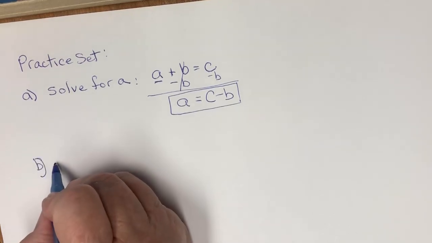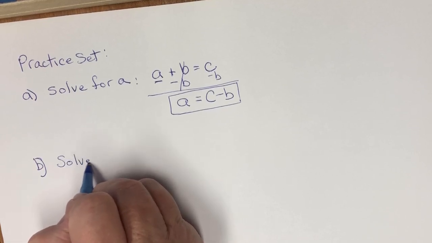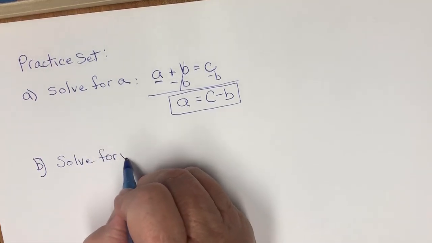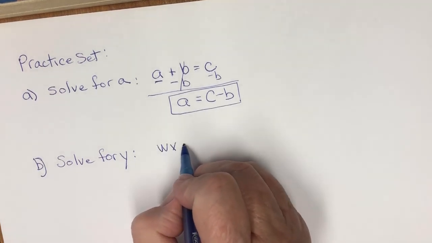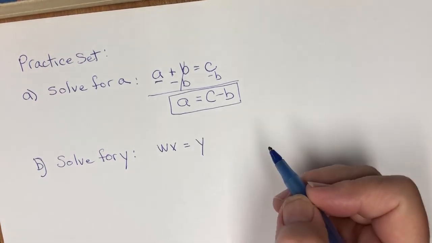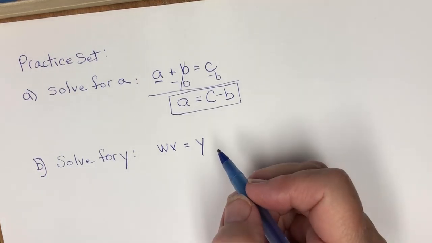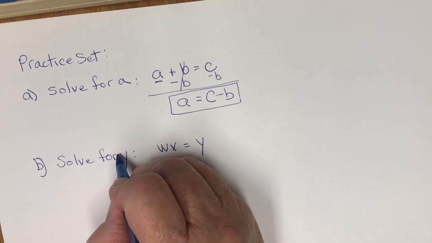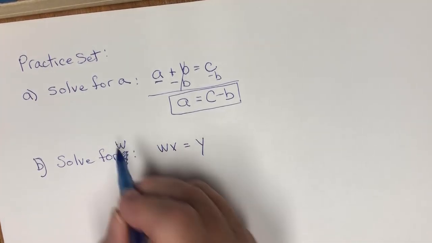Okay, letter B. This one says solve for Y. So WX equals Y. Now, it didn't say solve for Y. It says solve for W. Sorry about that. Solve for W.